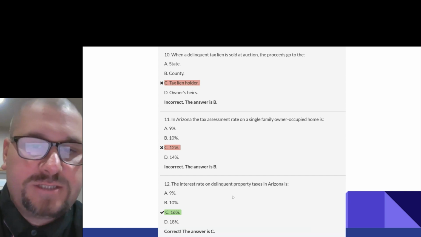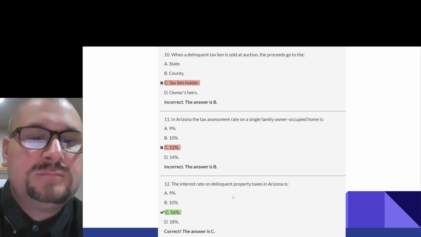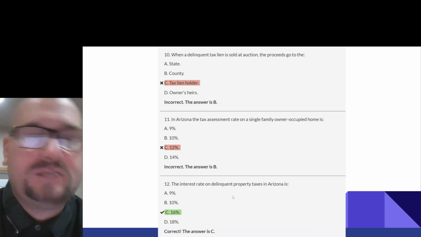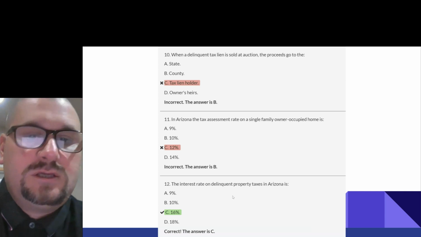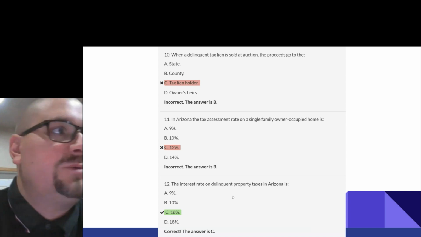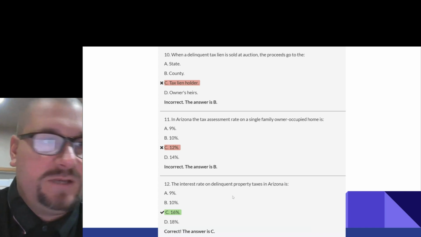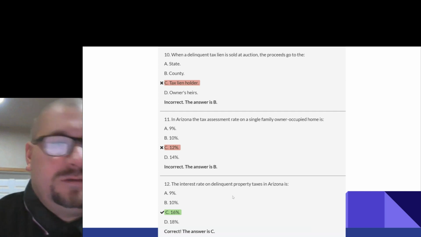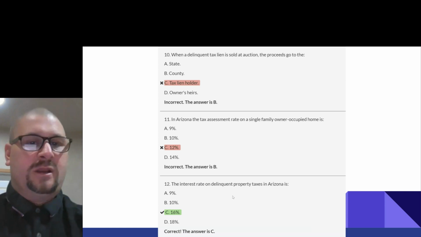The interest rate on delinquent property taxes in Arizona is 16%. So if you don't pay your property taxes, the interest rate they're going to charge you on delinquent property taxes is 16%. And if it's owner occupied, the tax assessment is 10%.